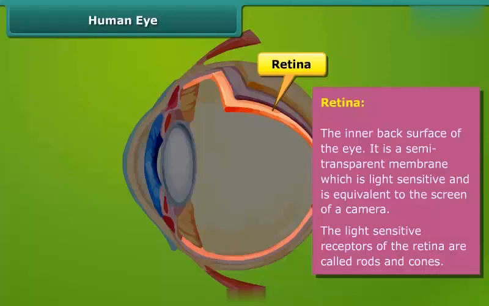The eye lens forms an inverted and real image of the object on the retina. The light-sensitive receptors of the retina are called rods and cones. Retina. Retina is a light-sensitive tissue that lines the back of the eye. It is a semi-transparent membrane and is equivalent to the screen of a camera.